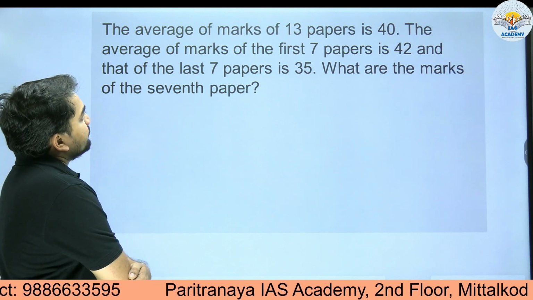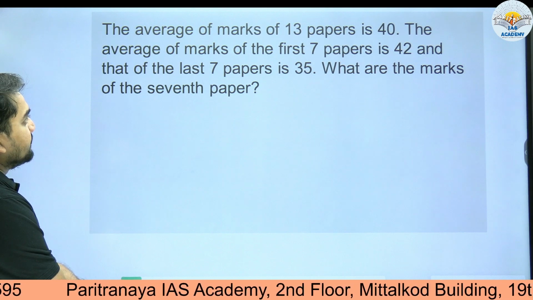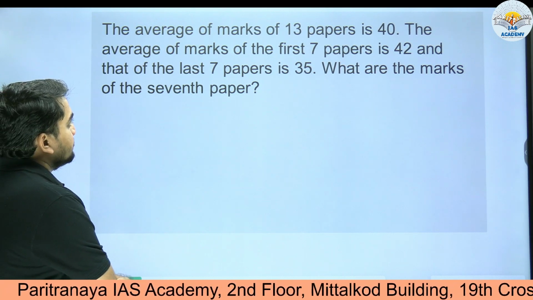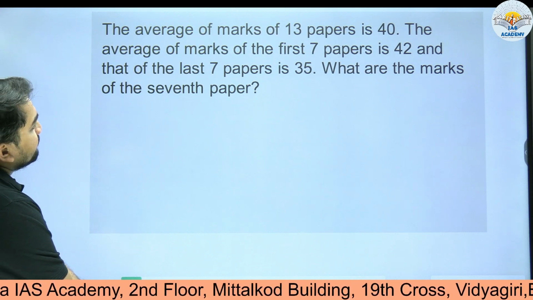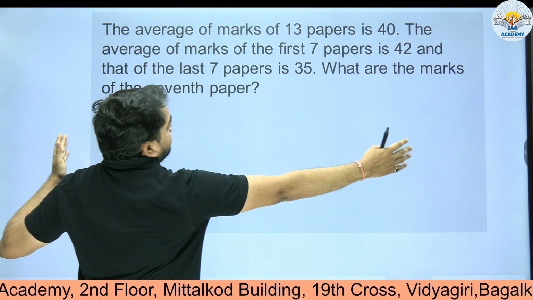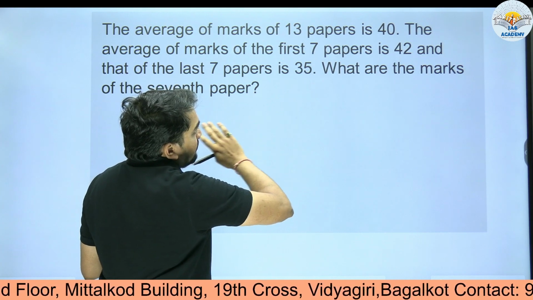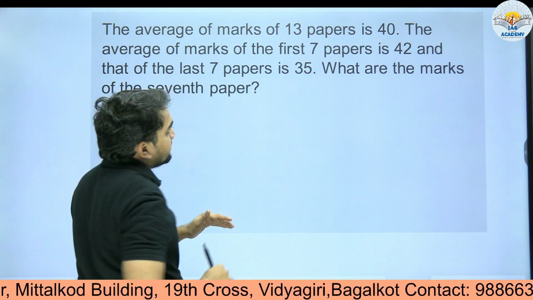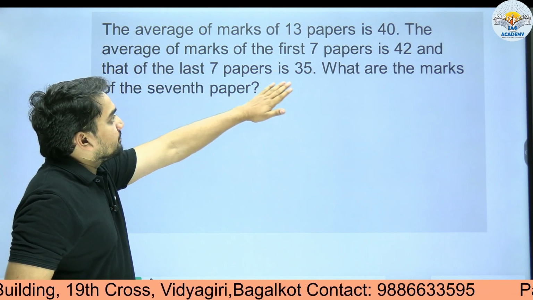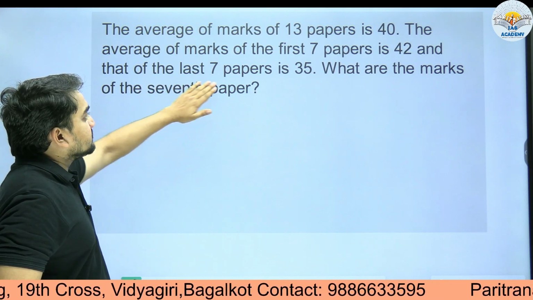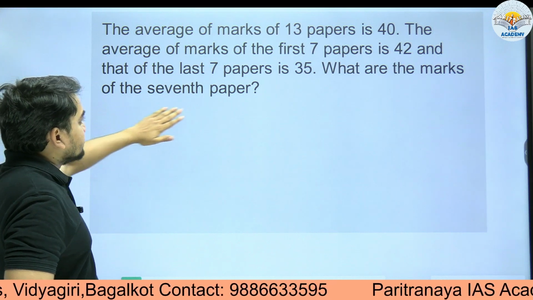So the average of marks of 13 papers is 40. We have 13 papers, so if we find the average, that is the sum of all the marks in 13 papers divided by 13, equal to 40. The average of marks of the first 7 papers is 42, and that of the last 7 papers is 35. What are the marks of the 7th paper?